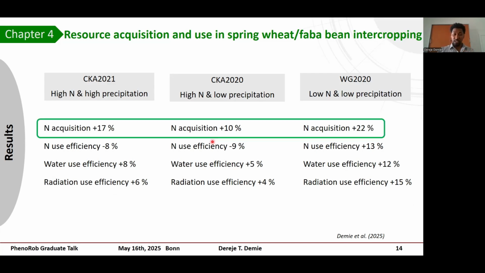But the most important message here is that all of the environments have in common that nitrogen acquisition is enhanced in intercropping compared to monocultures. Additionally, intercropping improved resource use efficiency, specifically under resource-limited conditions, which is low nitrogen and precipitation, Wiesengut 2020. So this tendency that intercrops improve nitrogen acquisition mainly helps to reduce nitrogen inputs compared to monocultures.